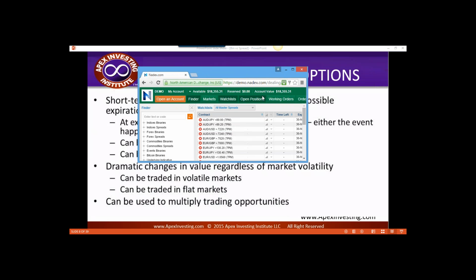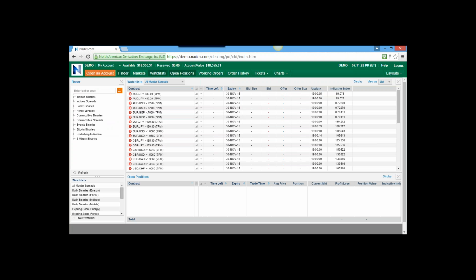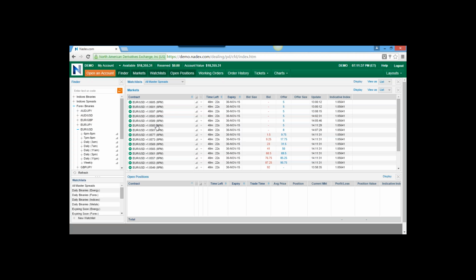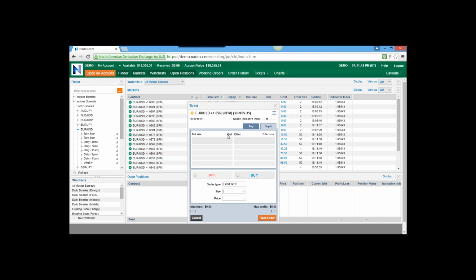What is a binary? Well, if you come over here to the Nadex website, let's just, for example, go to Forex. Let's click the euro dollar, and let's click on one of these here. All these different strike prices right here, each of these is a binary contract. All right, and what does that mean? Well, you click on this binary contract. It's very simple. It's a statement. The euro dollar will be greater than 1.0569 by 8 p.m. That's it.